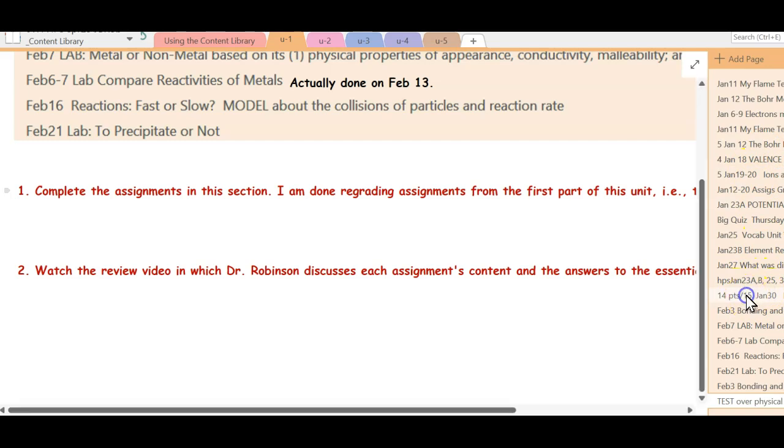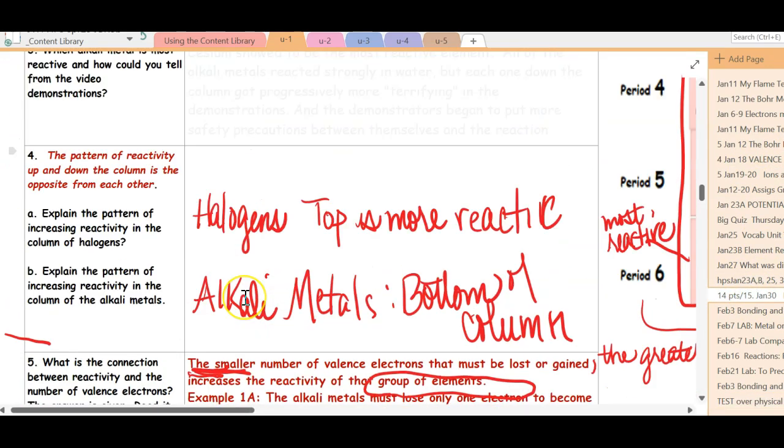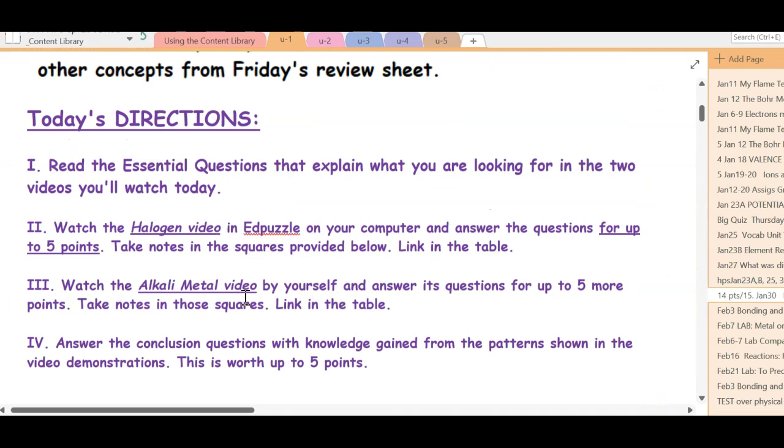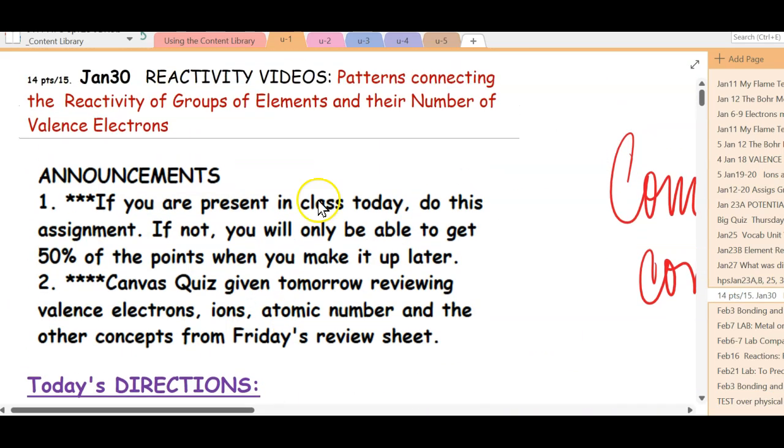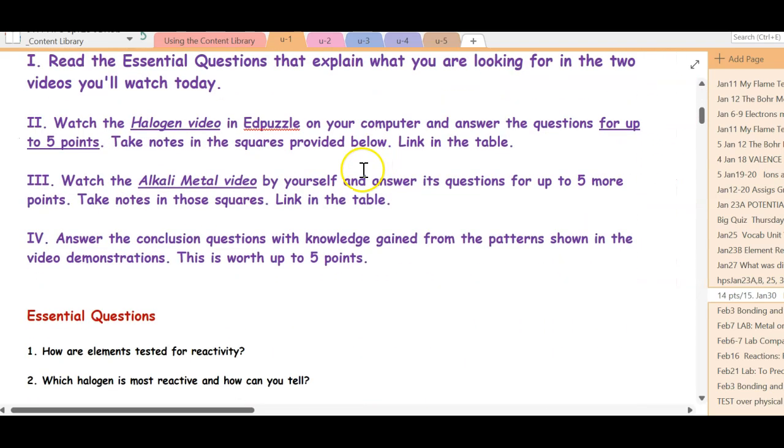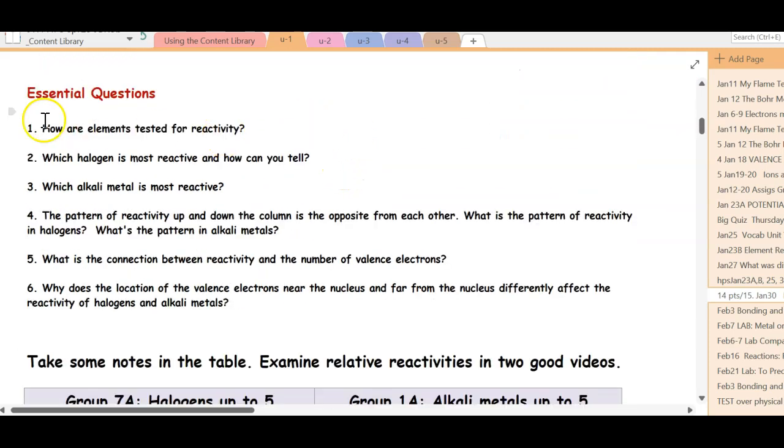So the first thing we're going to do is go to this first assignment, which is all the way down here. This is one I have already graded. It's about the reactivity videos, and you were looking for the patterns connecting the reactivity in two groups. One is the column 1A, the alkali metals, and the other is column 7A. All right, we were looking at those two.